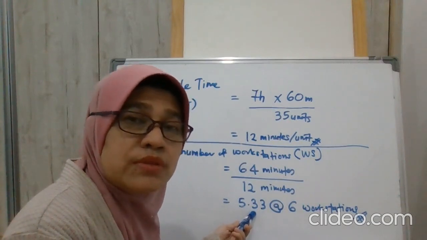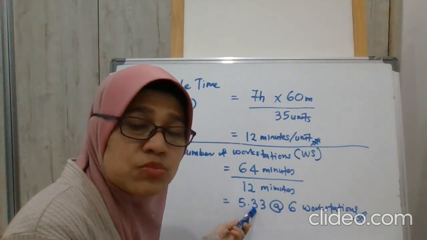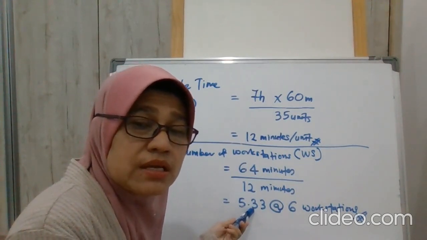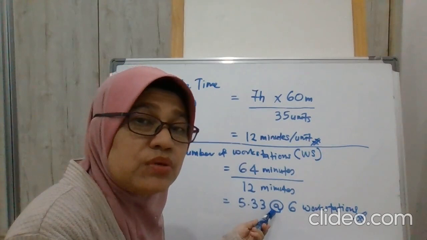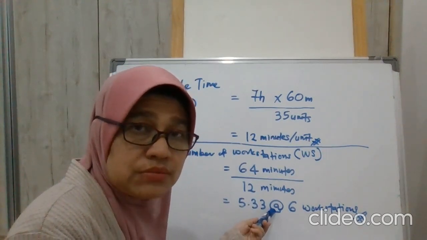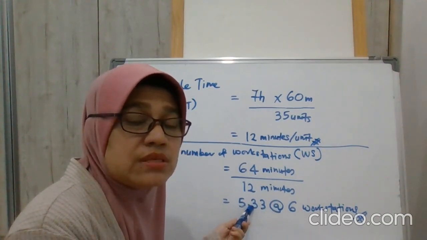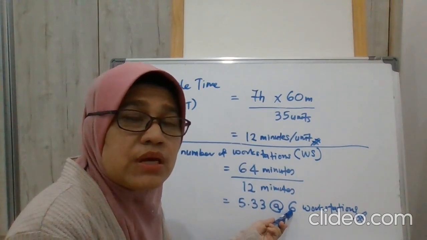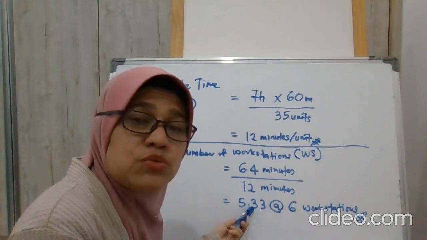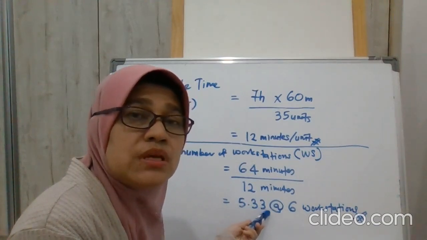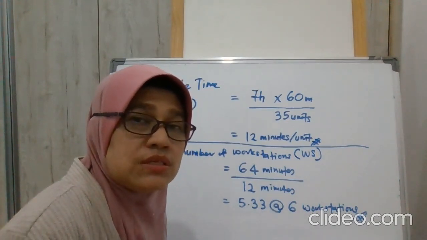For this reason, only for this question, there is a special case to be treated for the answer. If you get any answer with a decimal point, then it must be rounded up, not rounded down. In all situations, you have to round up the answers if you get decimal points. That's why I round up here to 6 workstations. Why? 0.33, it is impossible to create 0.33 workstations. We have to create one full workstation. So that's why 5.33 becomes 6 workstations.